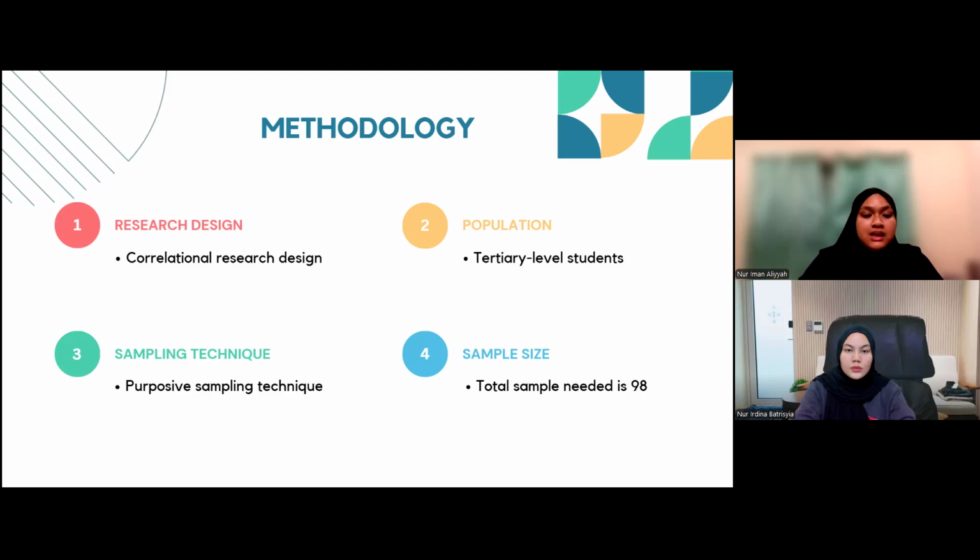Next, in this study, tertiary students will be our population because during this phase, academic achievement has a significant impact on their motivation, determination, and sense of self. And we are implementing a purposive sampling technique because we are specifically looking for tertiary students' views on this matter. And lastly, after calculating the sample needed in G-Power, we will have a total of 98 respondents.